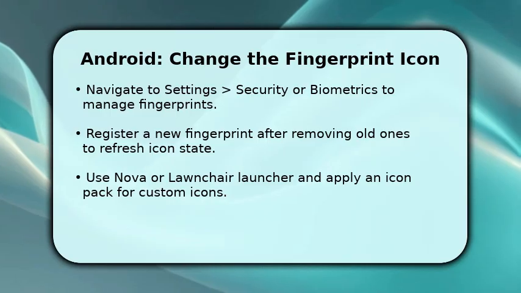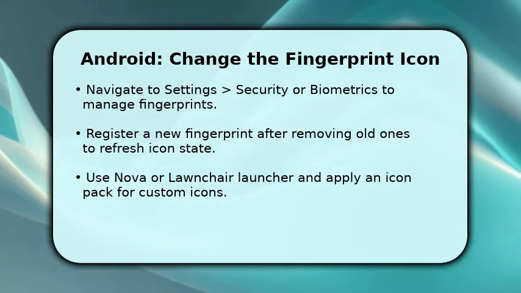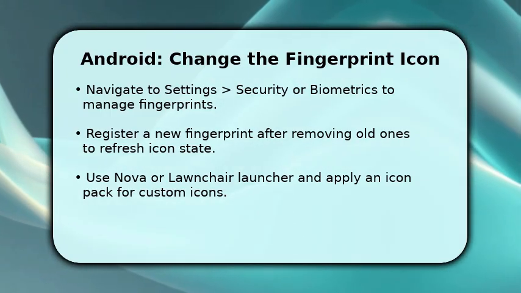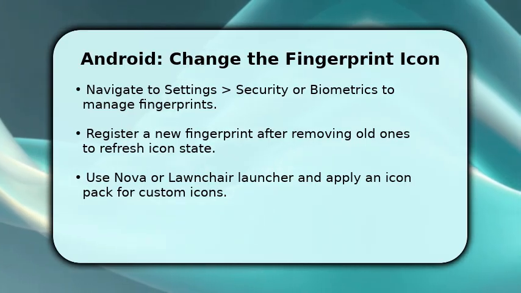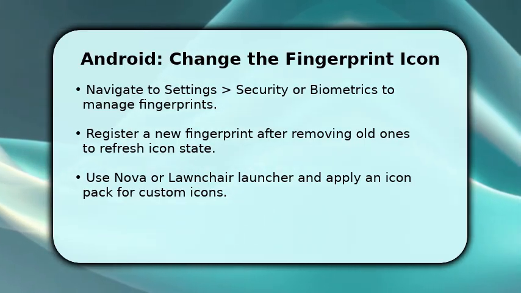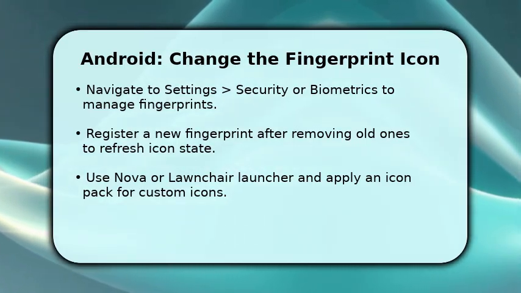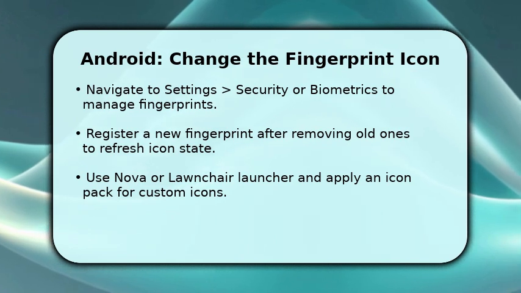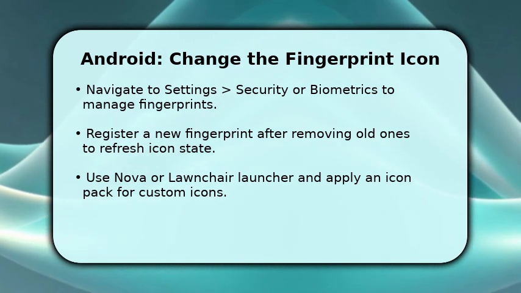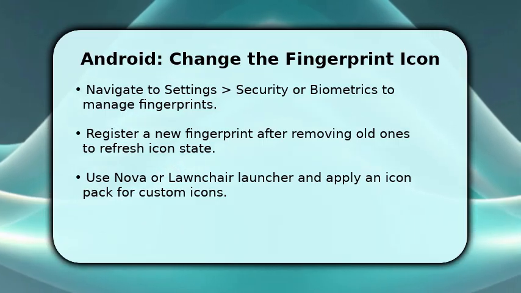Adjust overlay size using launcher settings. Typical icon sizes are 48 to 72 dp. If your phone supports animations, replace the fingerprint animation file in root or theme folders. Reboot the phone to ensure new icons and animations load correctly into system cache.